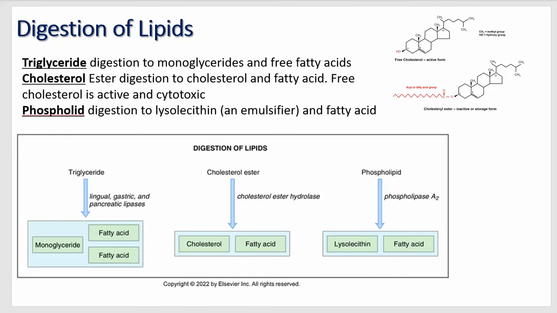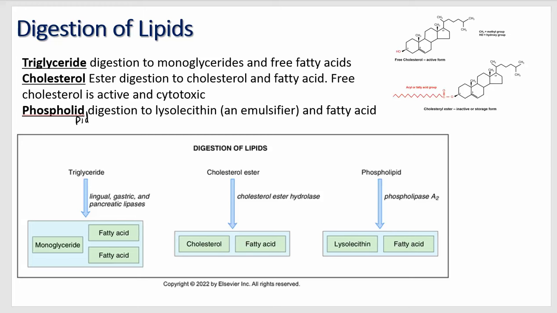So let's look at all of these. Let's look at the different lipids that we have first, and then we'll get back and talk about the micelles and the chylomicrons. So we mentioned just now, when we looked at our droplets, we saw fats and we saw phospholipids. We also have cholesterol. So we have triglycerides, cholesterol.